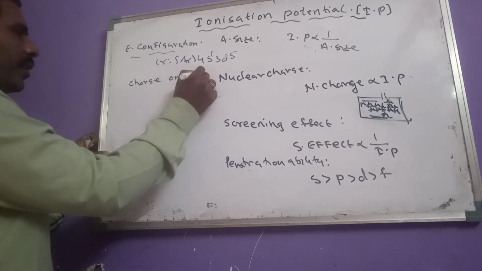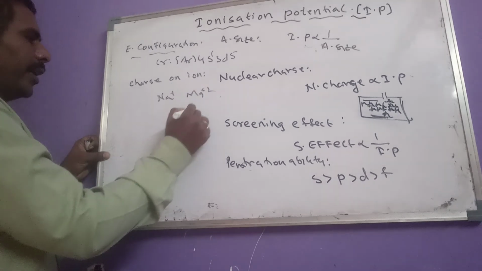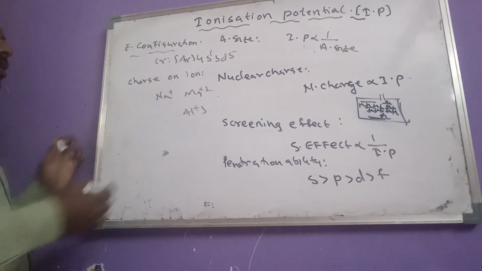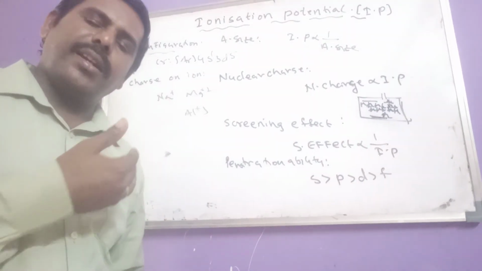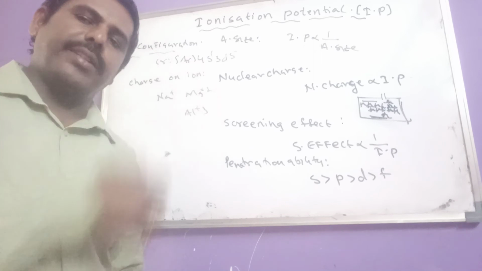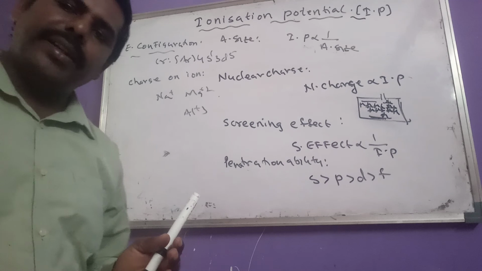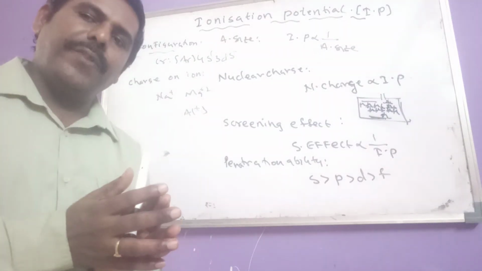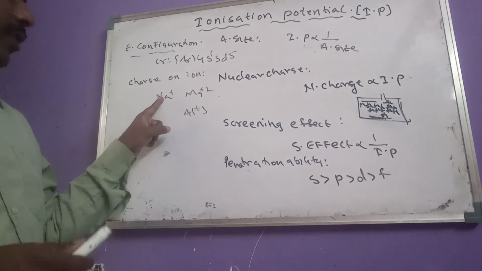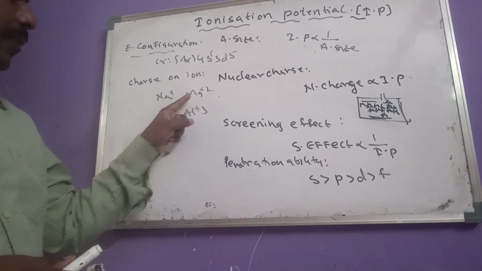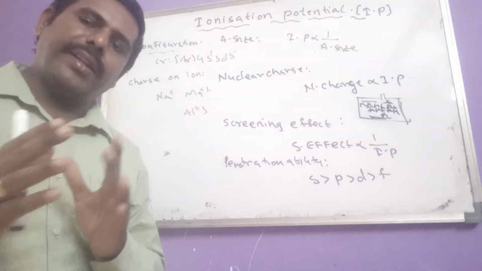Charge on ion. So for example, Na+, Mg2+, Al3+. As charge on ion increases, now what happens? Nuclear attraction on the outermost electron also increases, because increase in charge indicates decrease in number of electrons. These are all an isoelectronic series. That means Na+, Mg2+, Al3+, all these three have 10 electrons each.